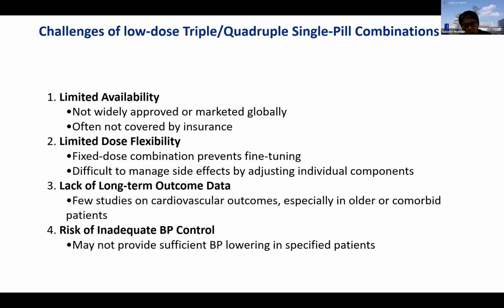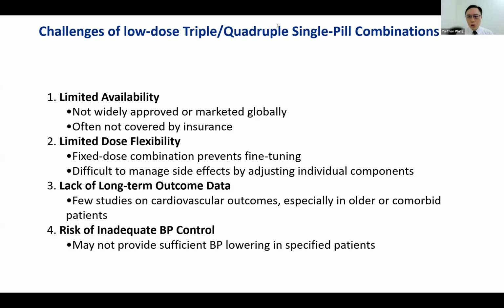Third, we still lack long-term data on cardiovascular outcomes. While blood pressure lowering is a good surrogate marker, we need evidence for stroke, myocardial infarction and cardiovascular events, especially in vulnerable populations such as the elderly or those with comorbidities such as diabetes or CKD. Also, ultra-low dose combinations may not be potent enough for patients with elevated blood pressure. Therefore, while ultra-low dose single pill combination therapy holds promise, we need to carefully evaluate these limitations when considering them for routine practice. Thank you for your attention.